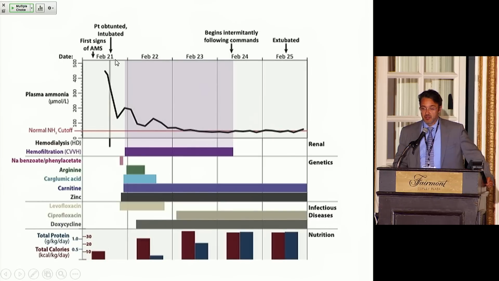So in our case, we were rounding in the morning, and we had seen another case of that a couple of years back.